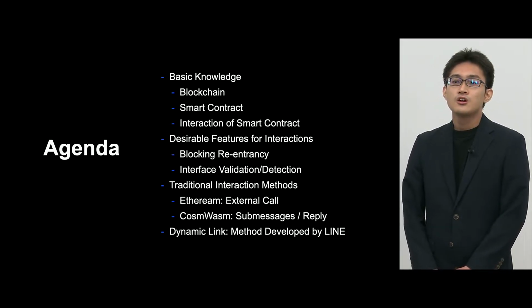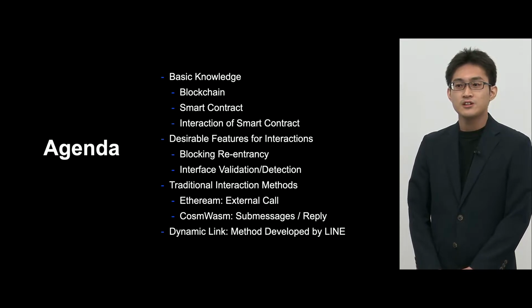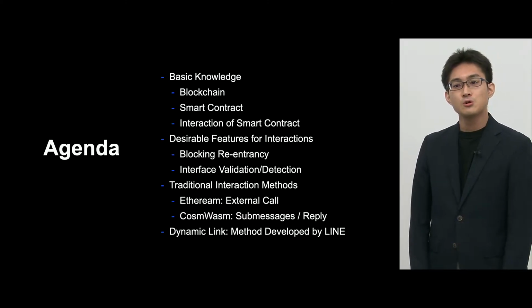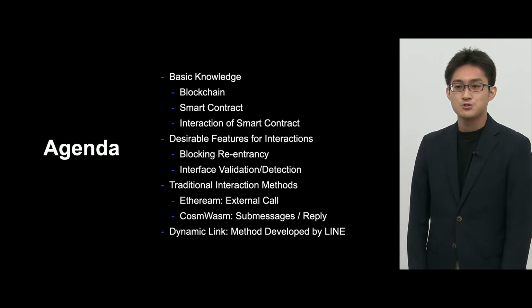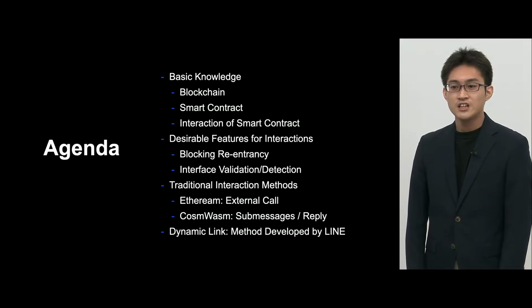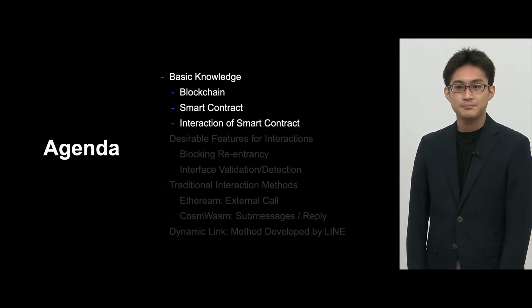The agenda for this session consists of the following. The main topic is the dynamic link, but before that, as a prerequisite, I'd like to talk about smart contract and the interaction of smart contract. Next, the important features of interaction are the prevention of re-entrancy and interface detection. Then I will speak about Ethereum and COSM WASM, which is the traditional method, and the interaction of the contract, and also I will explain about the dynamic link of Line.